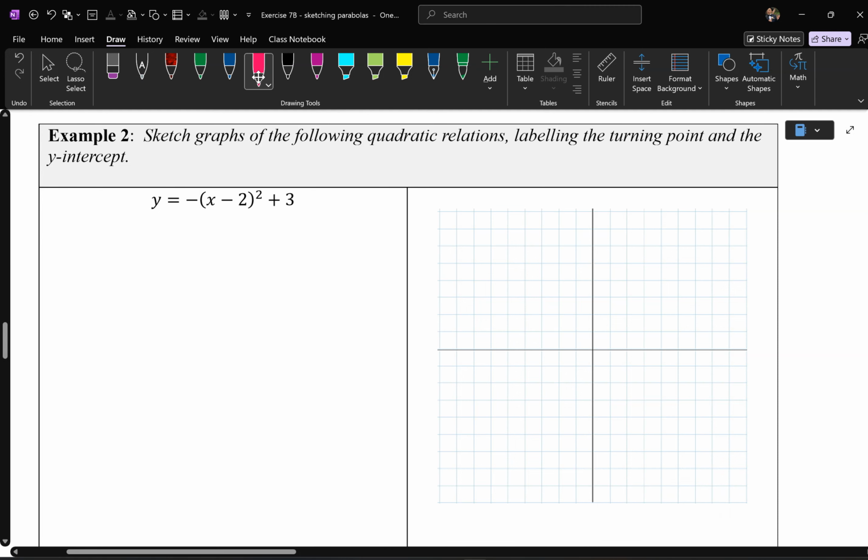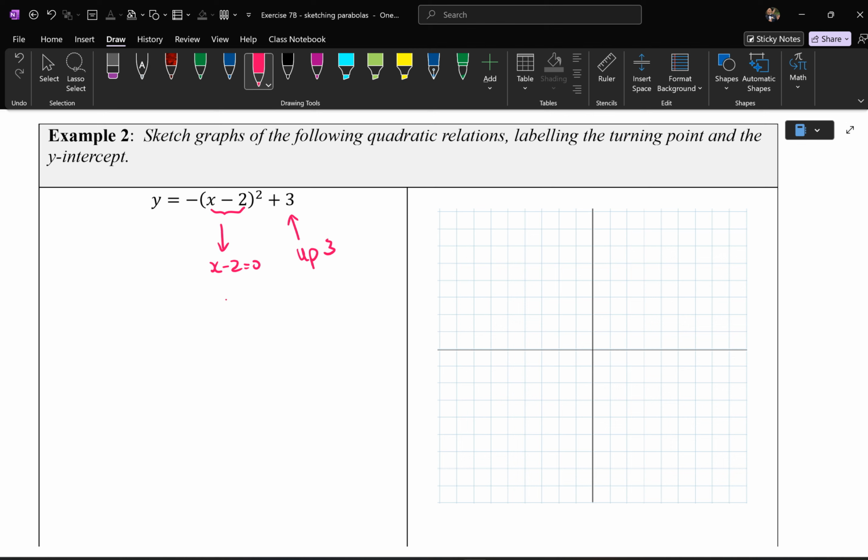All right, you should have up by 3. Calculate this bit. So x minus 2 equal to 0. You get x equals positive 2. Therefore, moving to the right by 2. Note, a is negative 1. It's a frown. And it's normal.